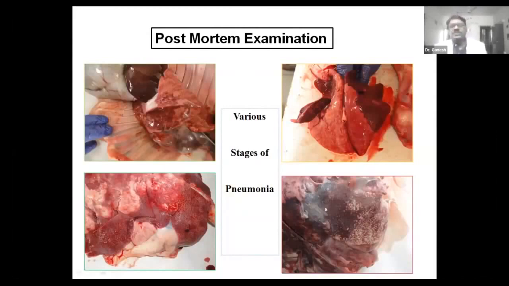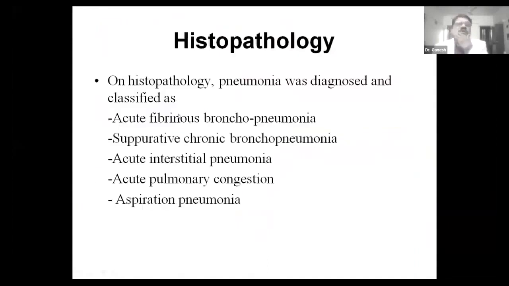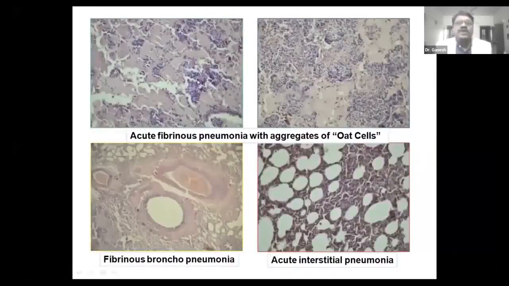Then we have also seen some suppurative pneumonia with microabscesses. And in some cases, there is severe pneumonia with abscess. Then there is froth inside the lungs. On histopathology, we have classified this pneumonia into acute fibrinous bronchopneumonia, suppurative chronic bronchopneumonia, acute interstitial pneumonia, acute pulmonary congestion, and aspiration pneumonia. On pathology, we find that in acute fibrinous pneumonia, there are a lot of aggregates of oat cells.